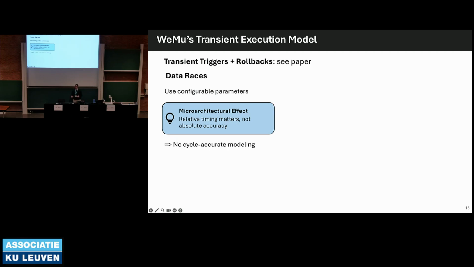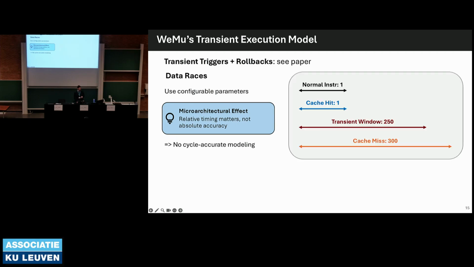Well, we don't need cycle-accurate modeling for the transient window length and the memory operations. Instead, we just use parameters that we configure ourselves, and we need to make sure that those are correct relative to each other. So this is what we came up with. Normal instructions and cache hits are length 1, which are significantly shorter than a transient window of length 250, and a cache miss is longer than a transient window. So as soon as a cache miss occurs, the transient window is exceeded and the other instructions cannot execute anymore. And again, this, of course, significantly reduces the implementation complexity.